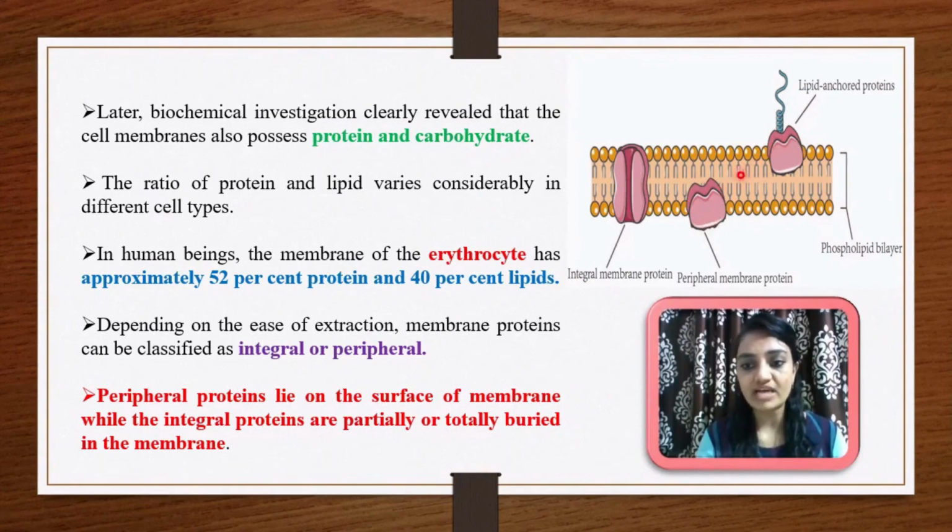These both are peripheral proteins. So in this way you can divide proteins into two groups, integral and peripheral. Peripheral proteins lie on the surface of the membrane, you can see here, while the integral proteins are partially or totally buried in the membrane. You can see it clearly in the diagram.